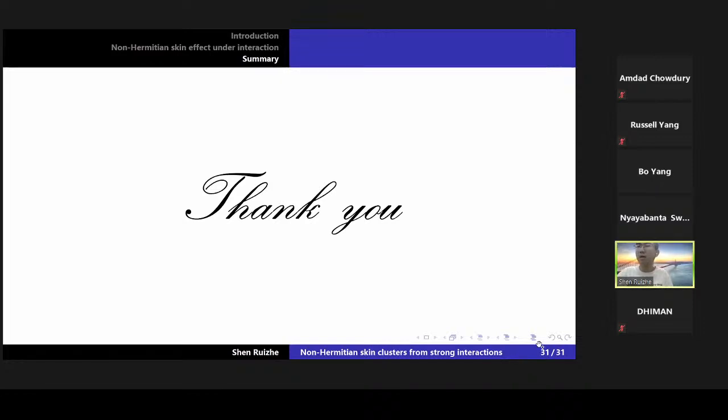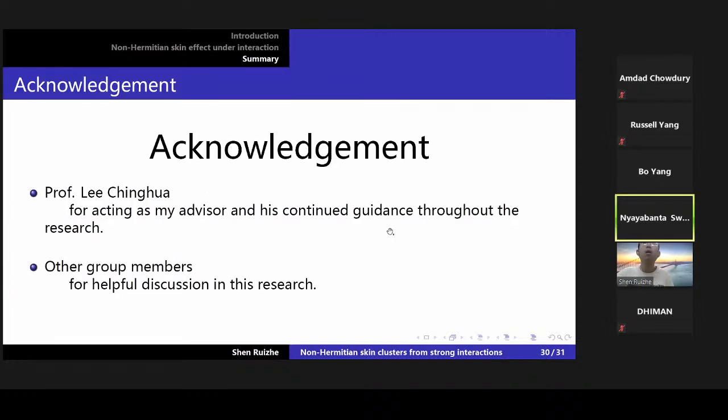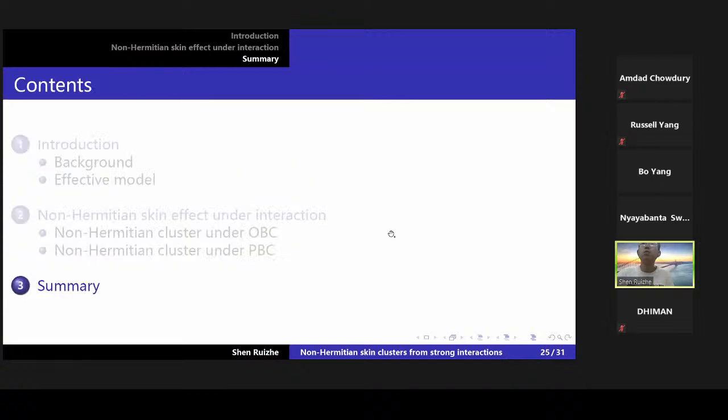So you need this asymmetric hopping to see this non-Hermitian skin effect, right? Is that correct? Or is it possible, even with a symmetric kind of hopping, that you still can have that? You mean?